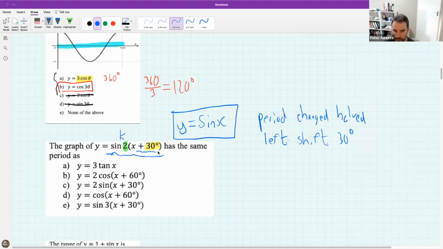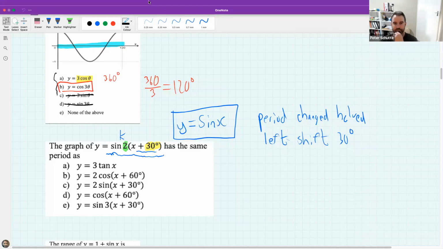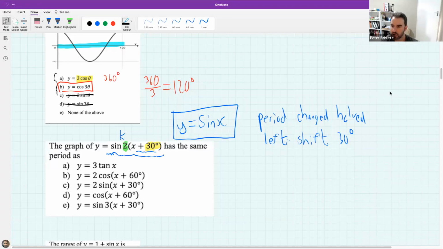Now that's bonus work, but I just want to keep building up your vocabulary. Okay, now over to you guys. Which of these 5 graphs has the same period as the original graph at the top here? So you've got to decide, and I'll give you some time to think about that, because it's a good question. Which one do we think? So I suppose we should ask ourselves, what is the period of this graph?